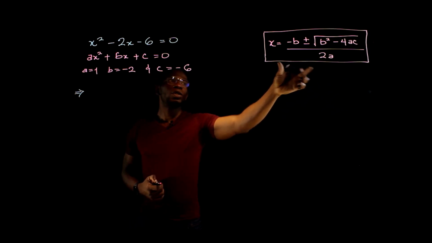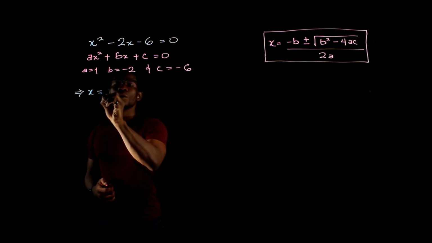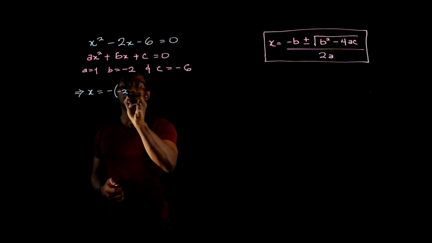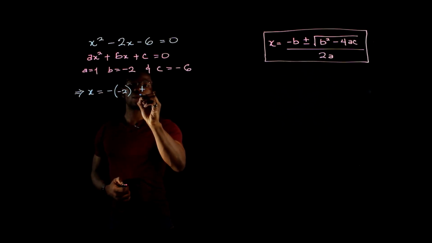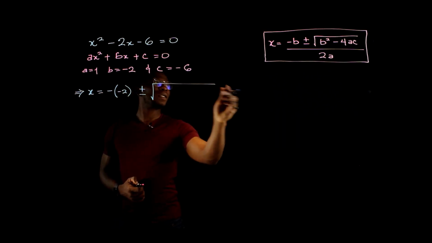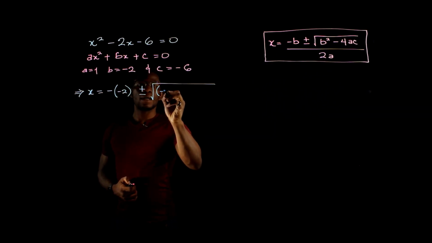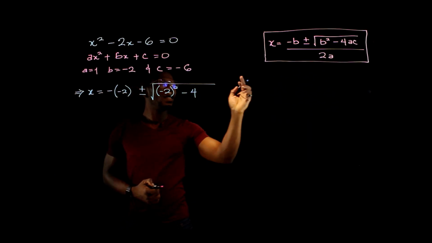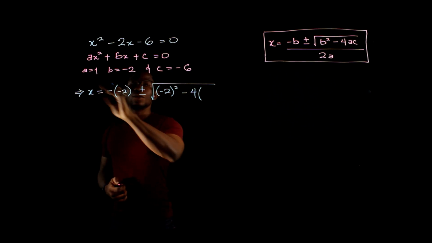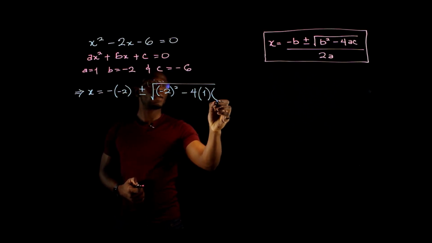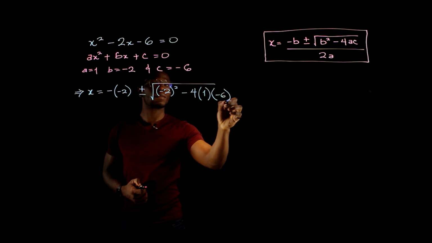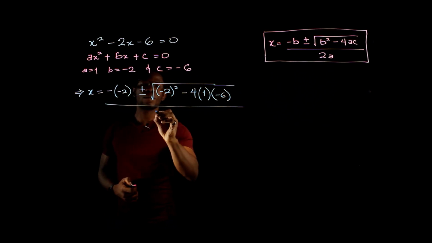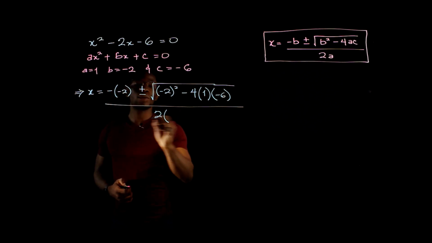So this equation then becomes x is equal to minus b, which is minus 2, plus or minus the square root of b squared. Our b is minus 2 again, squared, minus 4ac. Our a is 1 and our c is minus 6. And we divide all through by 2a, which is 1 as well.